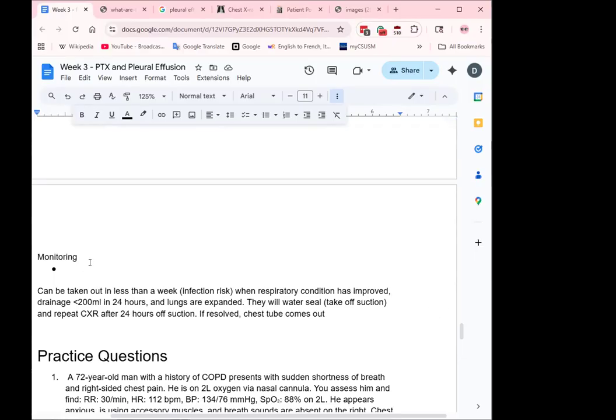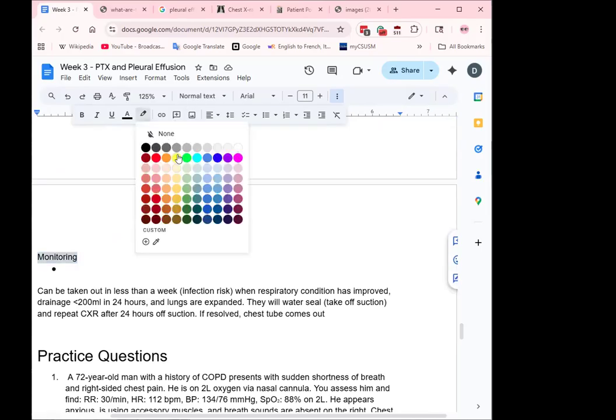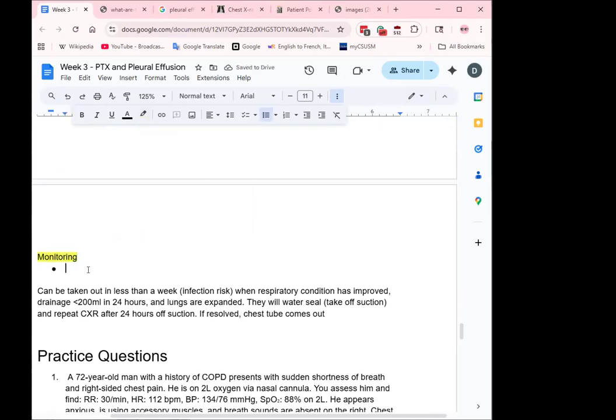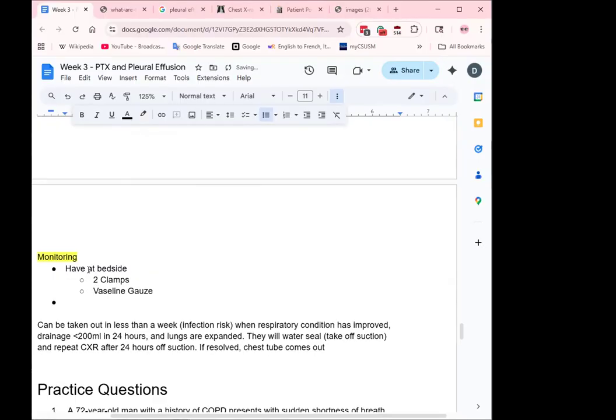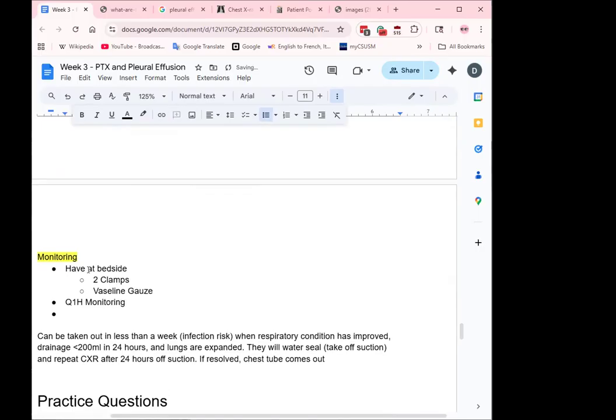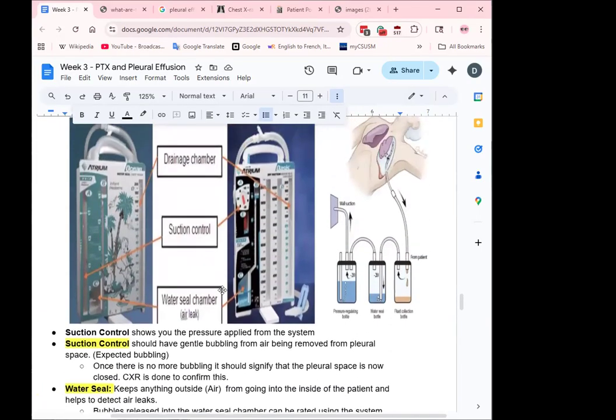And then here is something I do think is very important, which is the monitoring. We did talk about some of this. At bedside, we're going to have the 2 clamps and the Vaseline gauze. We're going to be doing 2 1-hour monitoring, allegedly. Whenever you go to the room to check on the patient, you should be checking the chest tube, doing pretty much the same checks as when you first came in. Just check to see how much drainage has come out.